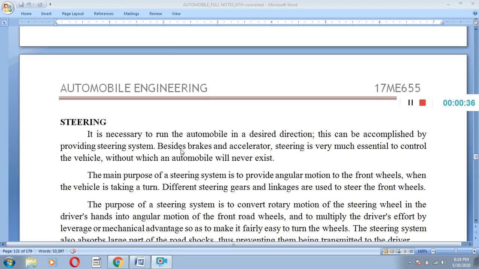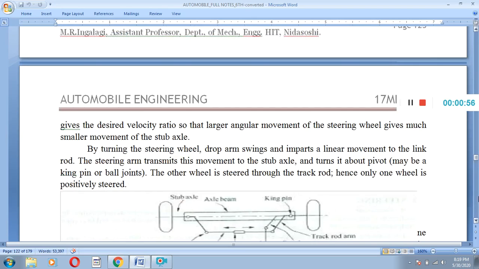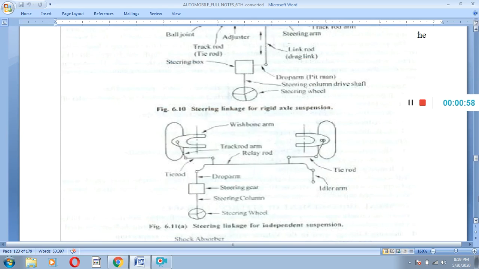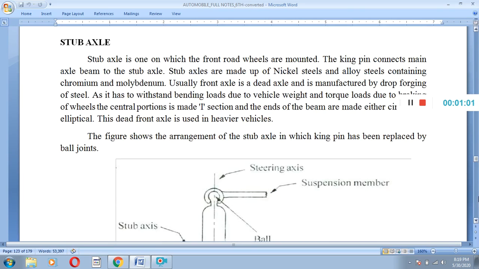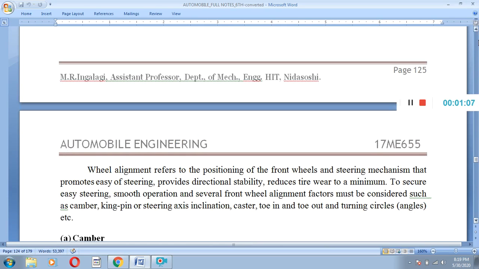Besides brakes and accelerator, steering is very much essential to control the vehicle, without which an automobile will never exist. So the steering system plays a very important role in the vehicle. Now directly moving towards the steering geometry. So what about the steering geometry? So here you have steering geometry.